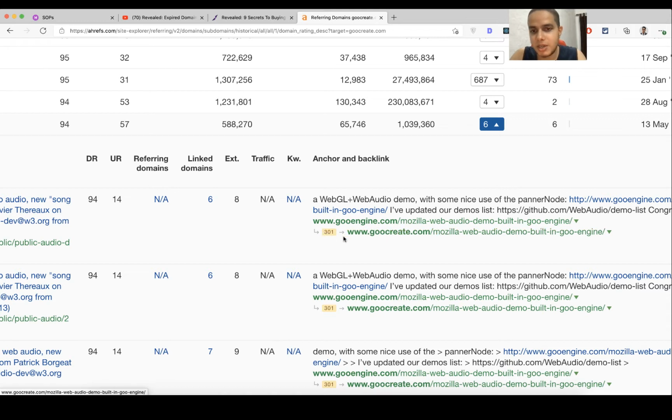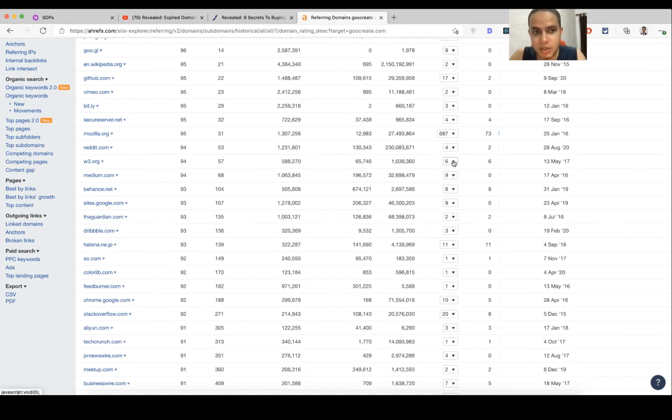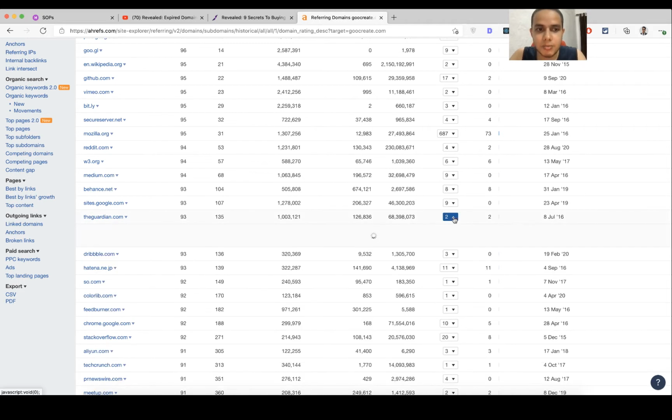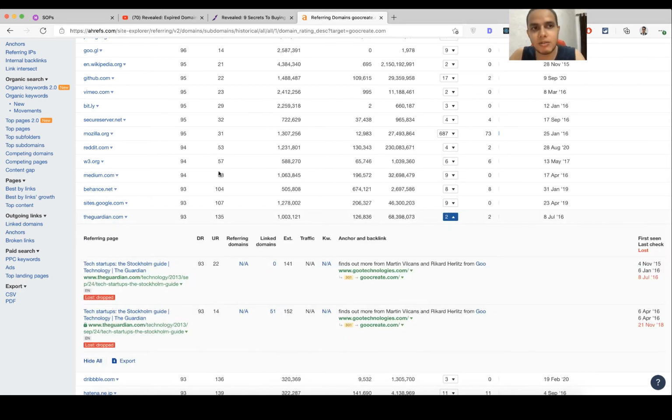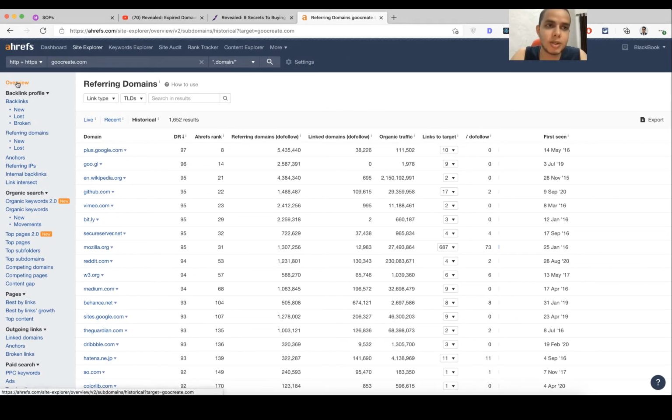So what essentially happens is when this domain is owned by somebody else, all the link juice that it used to pass over here is not coming to me anymore. So that renders the purpose of buying an expired domain useless. So this was one of the mistakes that we have made in the past. This gotechnologies.com also used to redirect to gocreate.com. So we have to keep that in mind when we are buying domains.